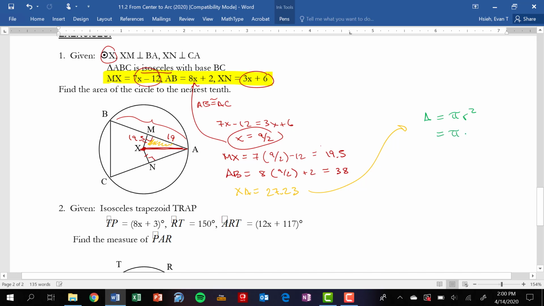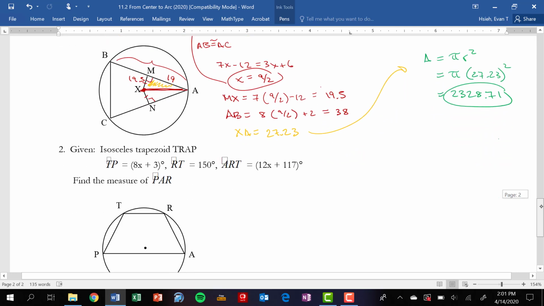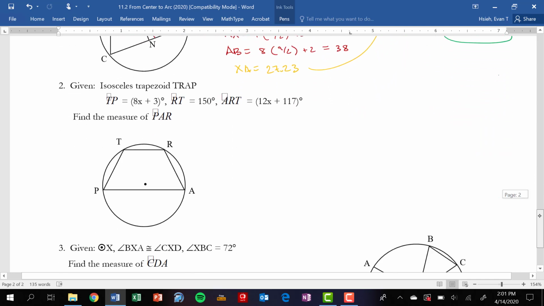And so pi times 27.23 squared, since that's my radius, XA, ends up being equal to some big number, 2328.71. Okay, a lot of work there, but all that hopefully makes sense to you.